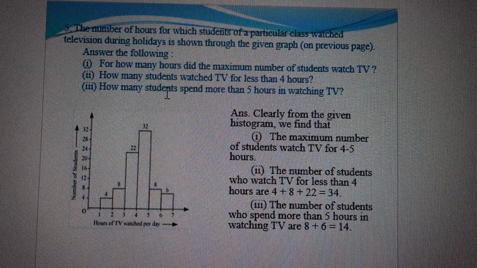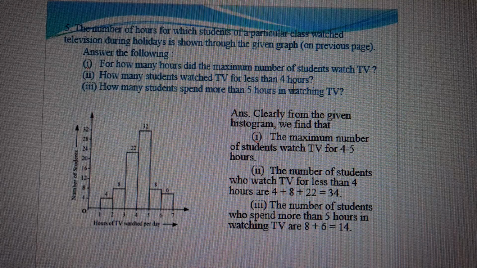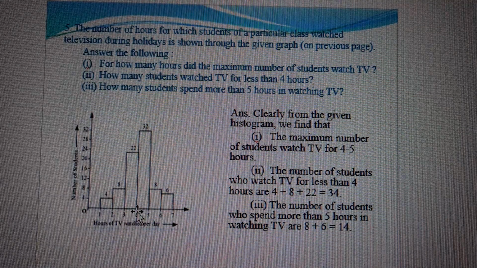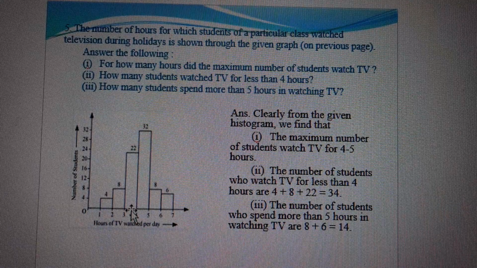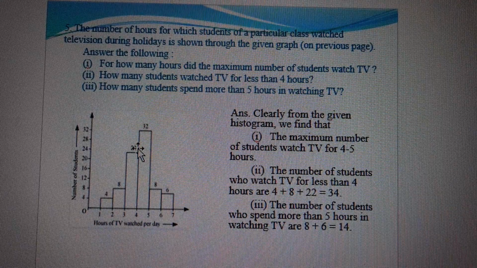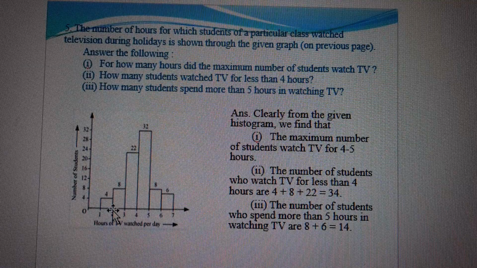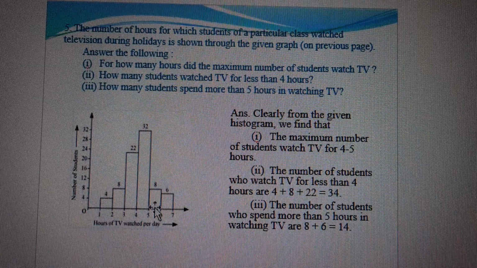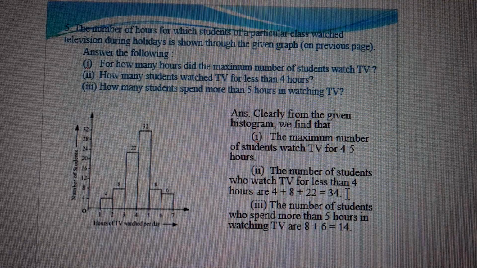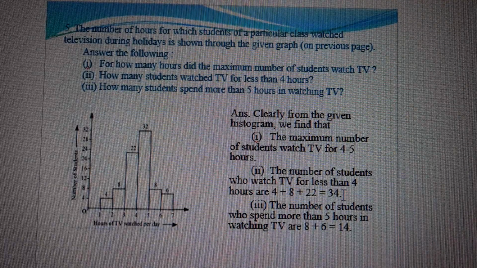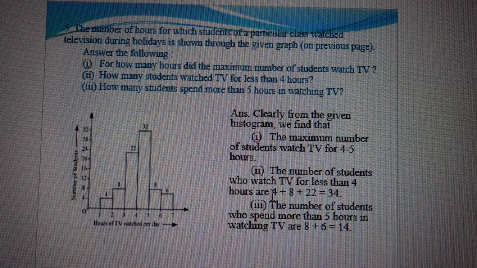Second part is how many students watch TV for less than 4 hours. So this is 4, less than 4 is here. Less than 4 means the class interval of 3 to 4, that is 22, plus 2 to 3, 8, 1 to 2, 4. So 4 plus 8 plus 22 which is equal to 34. So 34 students watch TV for less than 4 hours.